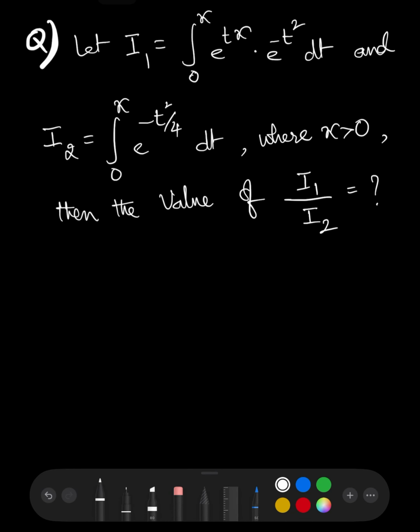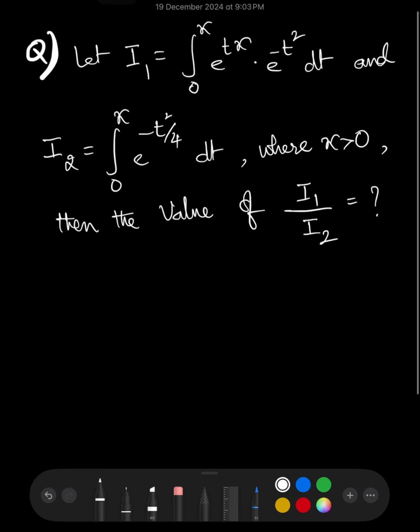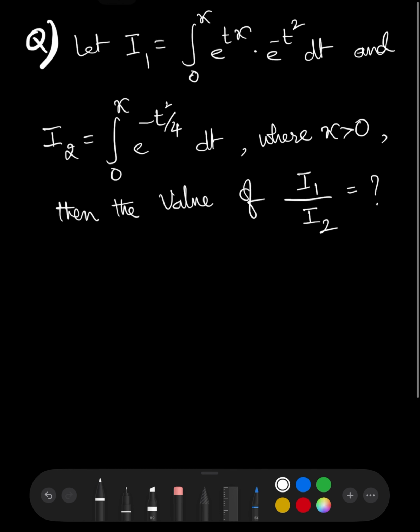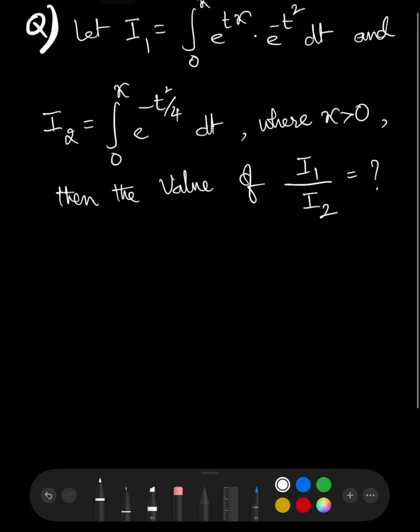Hi students, today we will discuss the best question from integration. Let I1 equal the integral from 0 to x of e^(tx) times e^(-t²) dt, and I2 equal the integral from 0 to x of e^(-t²/4) dt, where x > 0. Then find the value of I1/I2.